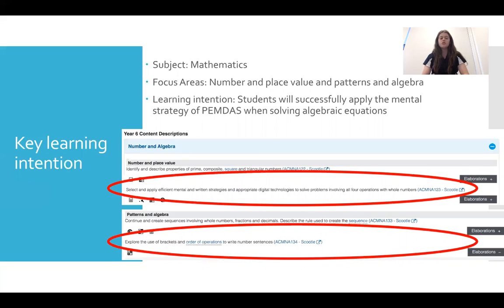The two content descriptors that I aligned my teaching with were ACMNA 134 and ACMNA 123, which are both circled in red on the screen. By the end of my time at the school and the end of their 4-week unit, I aim to teach the students to successfully apply the strategy of PEMDAS when faced with solving an algebraic equation.